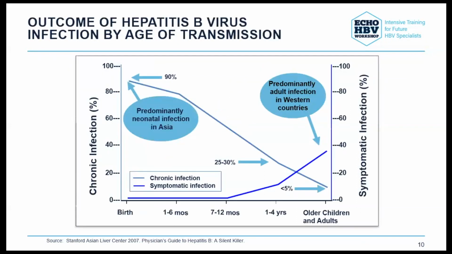Here is just showing you that in a horizontal transmission case, when patients get exposed to the virus, the majority of them, if they're older than 5 years old, chances are they get acute hepatitis B, and it does not become chronic.